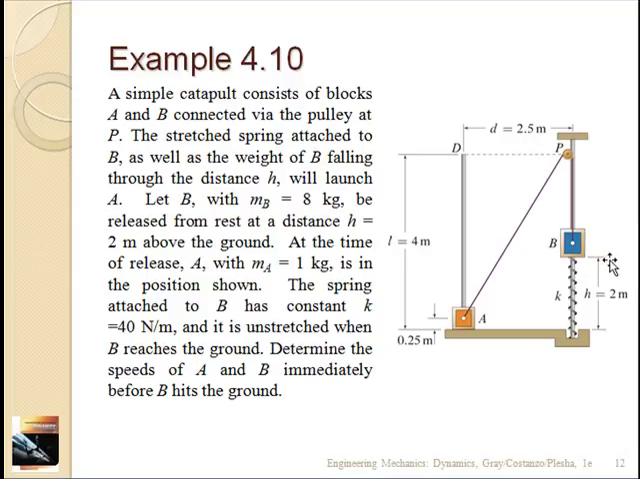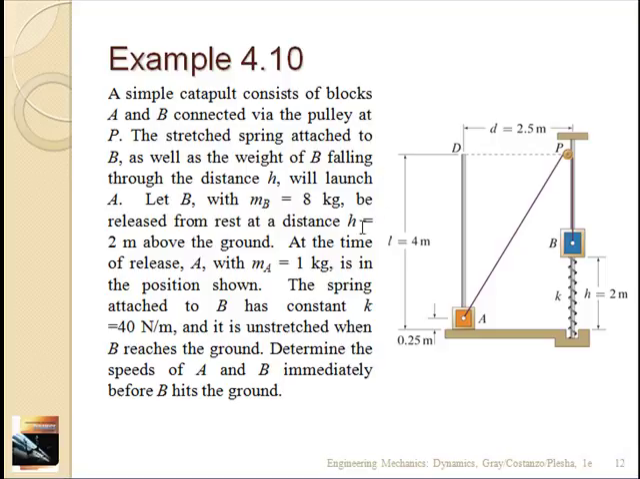Here's our first system. It's like a little catapult. So we take a block B, we attach it to a spring, okay, and then we put a rope over this pulley and attach it to block A. If we pull up on block B, stretch the spring, and then let go, block B will be pulled down by both the spring and gravity, and as it goes down, block A will travel up and it'll get launched.